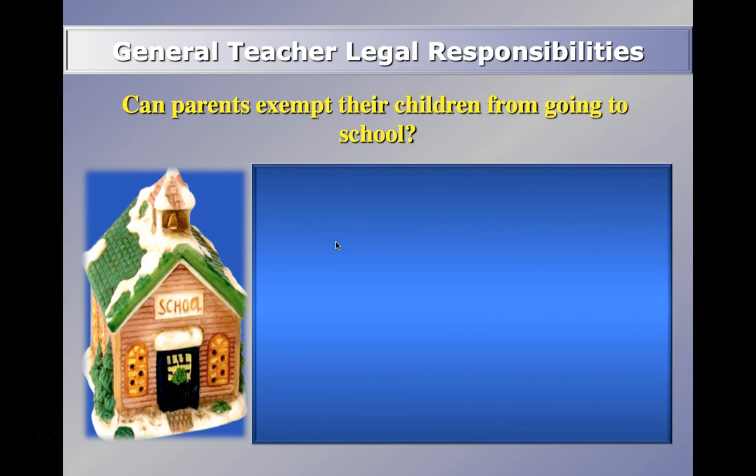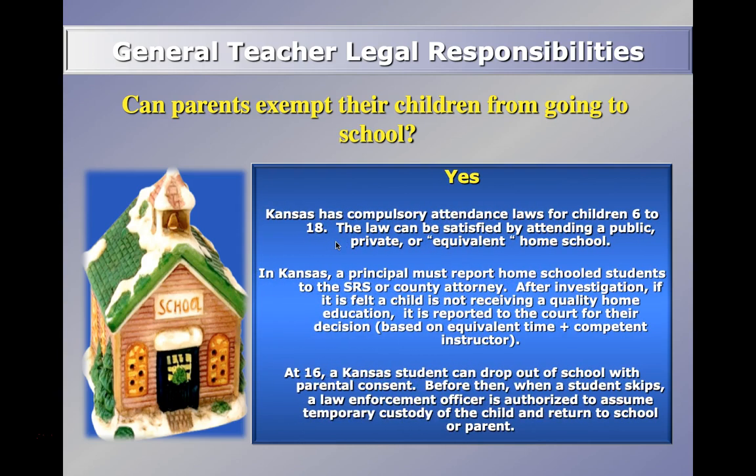So kind of touchy there, but we'll see how it changes. Can parents exempt their children from going to school? Well, again, the answer is yes, if you're over 16. That is, the laws in Kansas compel a student to attend till they're 18. Then he can make that decision himself. Or he has to attend an equivalent, either private or homeschool. He has to attend something till he's 18. Or the parent waives his right to drop out of school if he's 16.